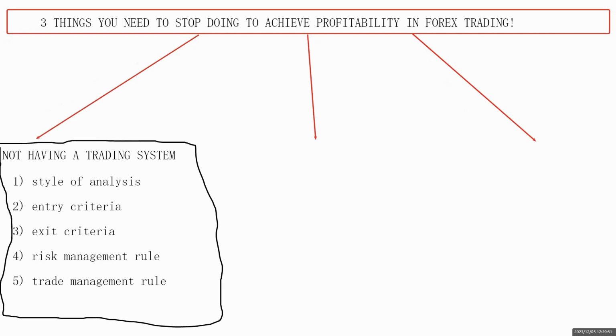The second thing that you need to stop is very simple. Stop trading many pairs.